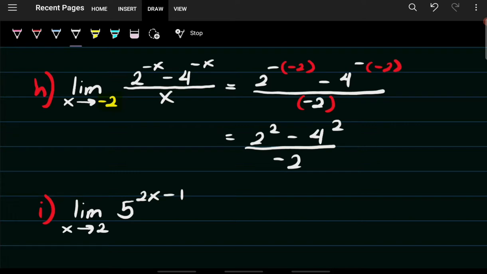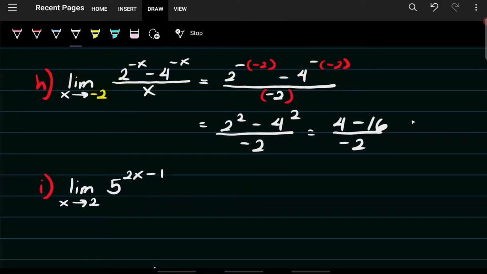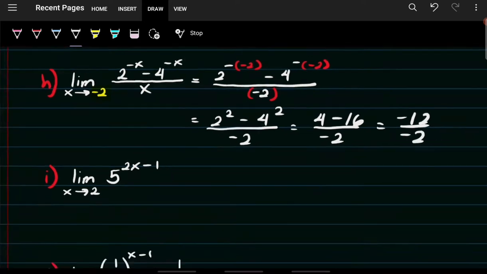So, let's simplify. 2 squared is equal to 4, minus 4 squared which is 16, and the denominator is negative 2. So 4 minus 16 is negative 12, all over negative 2. Negative divided by negative, the final answer is positive. So the answer is positive 6. Guys, please double check your own solution. The answer is positive 6.